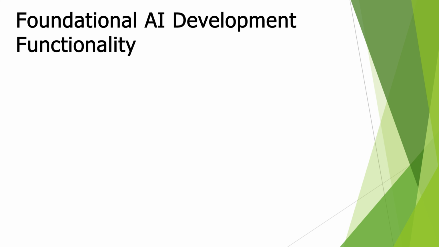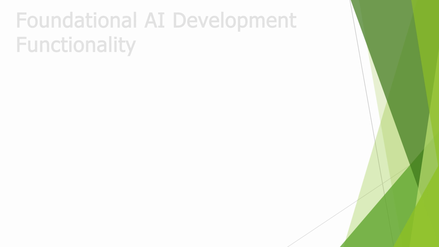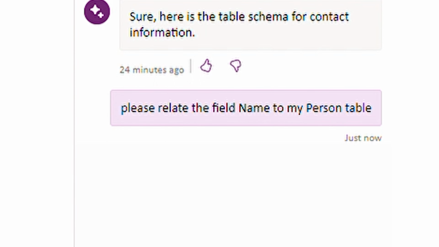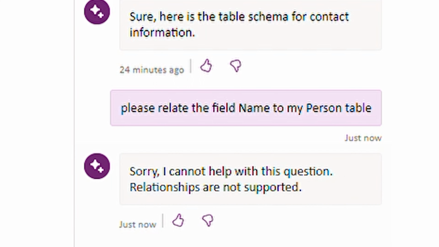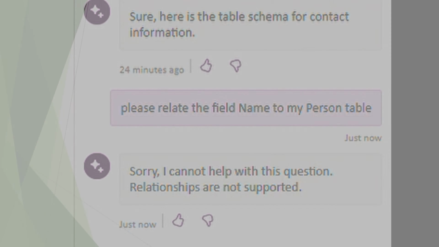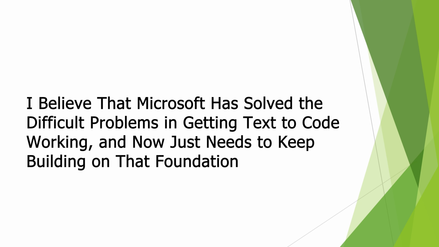For example, I raised a complaint earlier in this video about how I couldn't relate my Copilot created table to an already existing one. The issue here, however, is not that Copilot doesn't understand what I'm asking for, and it's pretty clear that it actually does when it gives me back the response saying, "Sorry, I can't help with this question, relationships are not supported." The issue instead is that Microsoft engineers had not yet built in logic that would take my command and turn it into the code that would define the relationship I'm looking for.